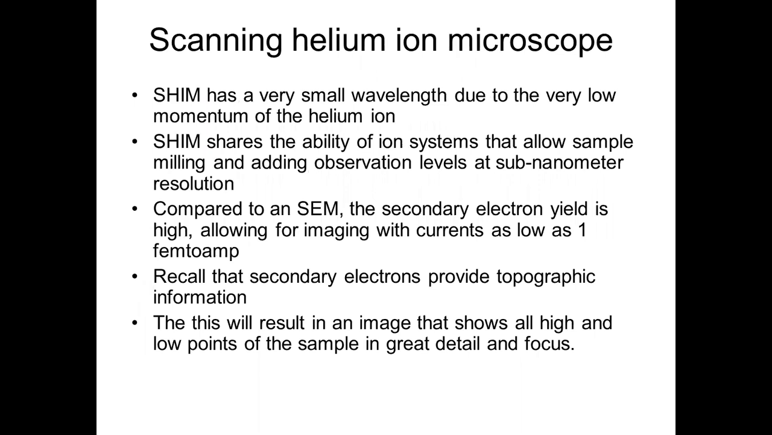SHIM shares the ability of ion systems that allow sample milling and adding observation to levels that are sub-nanometer resolution. Compared to an SEM, the secondary electron yield is high, allowing for imaging to occur with currents as low as 1 femtoamp. Recall that secondary electrons provide topographic information in the SEM. This will result in an image that shows all high and low points of a sample in greater detail and at the same time in greater focus.